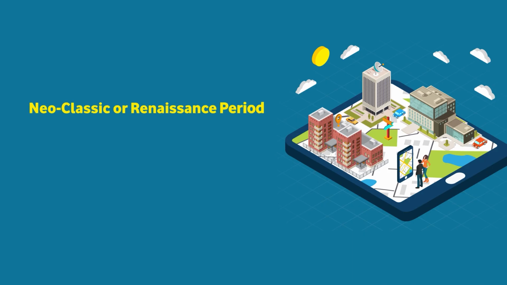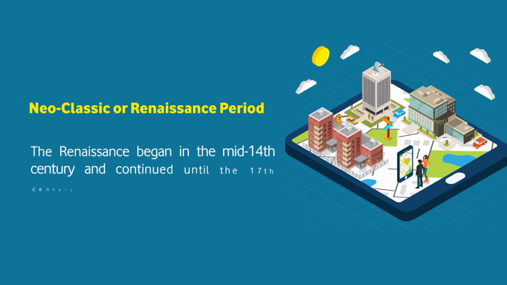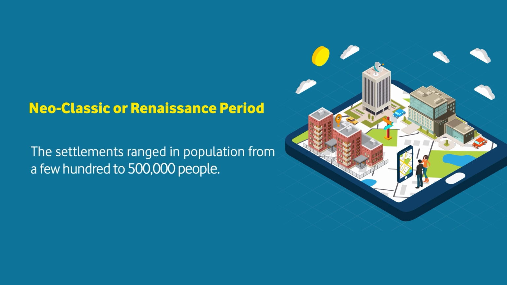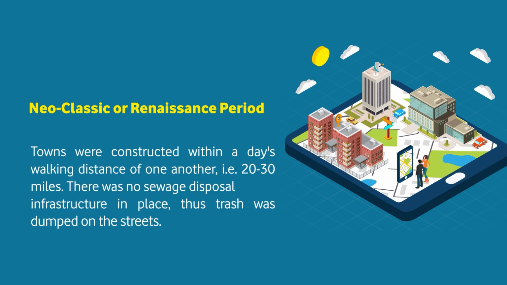Again the change came, and with development came the neoclassical or Renaissance period. The Renaissance began in the mid 14th century and continued till the 17th century. The settlements ranged in population from a few hundred to 5 lakh people. Towns were constructed within a day's walking distance of one another, that is 20 to 30 miles. There was no sewage disposal system, and trash was dumped on the streets.